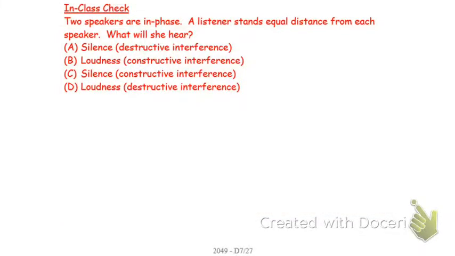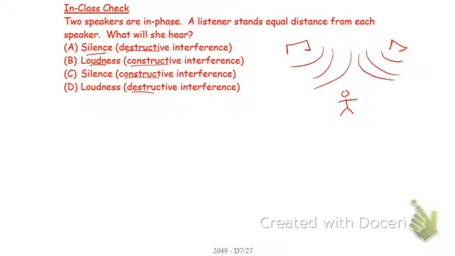So two speakers are in phase. The listener stands an equal distance from each speaker. What would she hear? Would she hear silence because they're destroying each other? Would she hear loudness because they're supporting each other? Would it be silence with destructive interference, or silence with constructive interference, or loudness with constructive and loudness with destructive? Speaker, speaker, listener. These guys are in phase. So which one do you think?